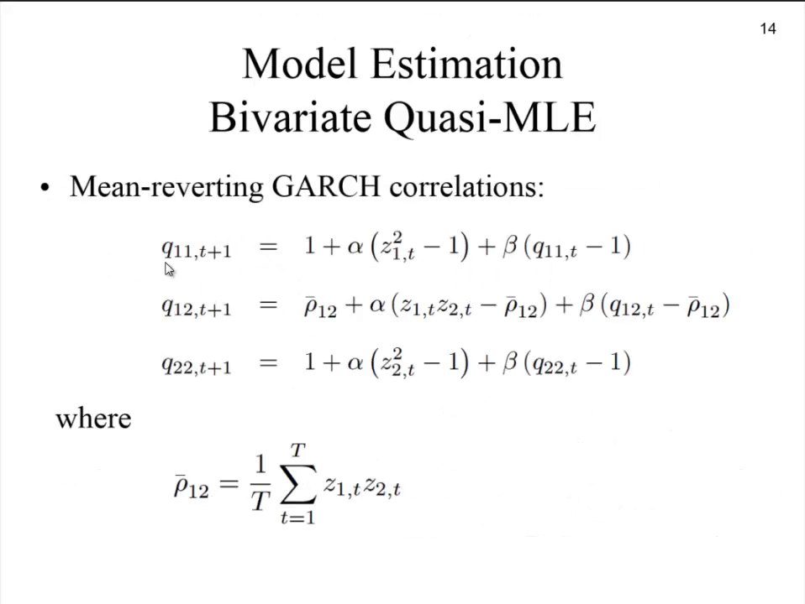In the case of the mean-reverting Garch, we're going to have a more extensive model that is going to be a function of alpha and beta, and is going to have a mean-reverting correlation rho 1,2 bar, that is the correlation between Z1 and Z2. In this case, we estimate two parameters, alpha and beta.